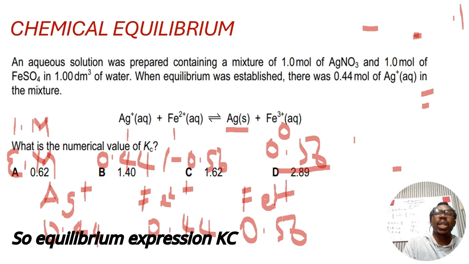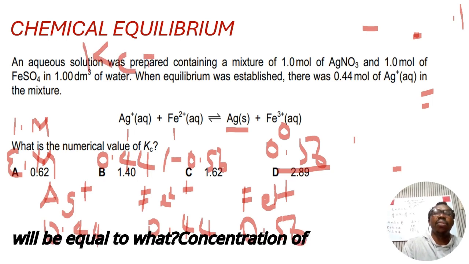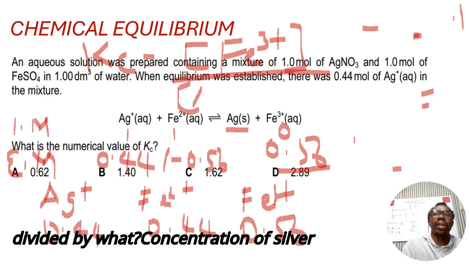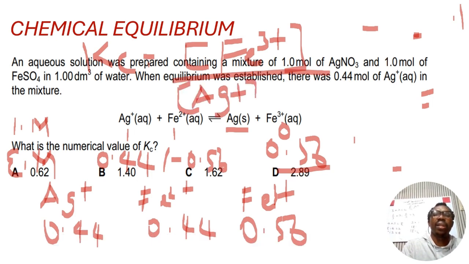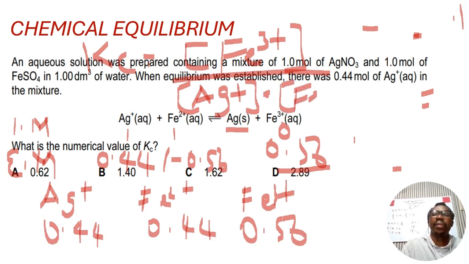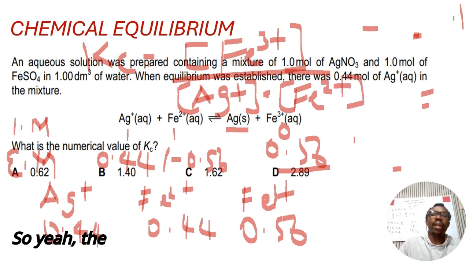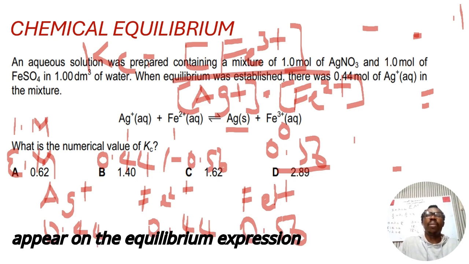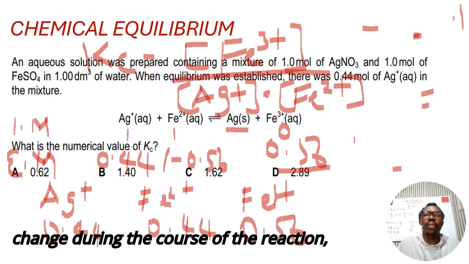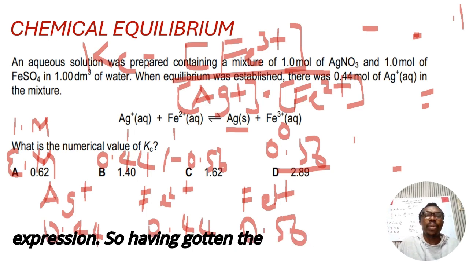So the equilibrium expression Kc will be equal to what? Concentration of what? Fe3+, divided by what? Concentration of silver ion, multiplied by concentration of what? Fe2+ ion. The concentration of solid silver will not appear in the equilibrium expression because it's a solid and its concentration remains constant, does not change during the course of the reaction. So it will not appear in the equilibrium expression.